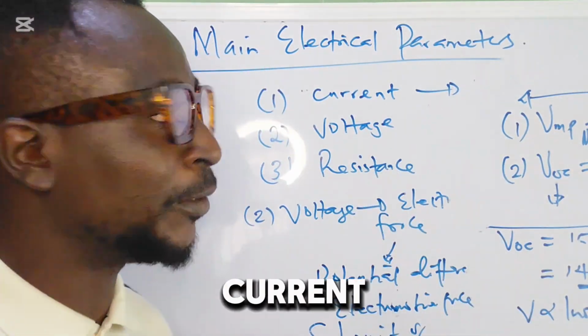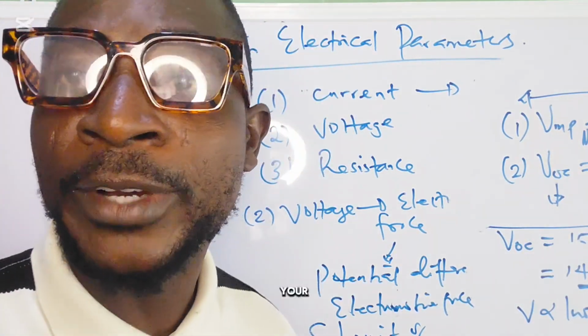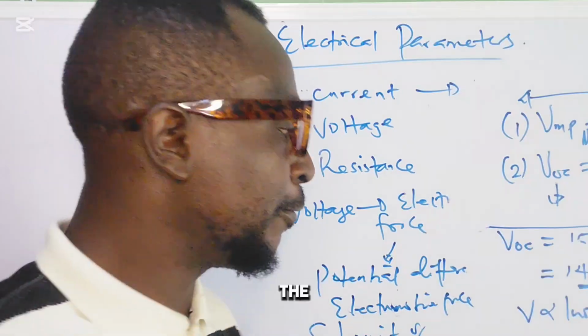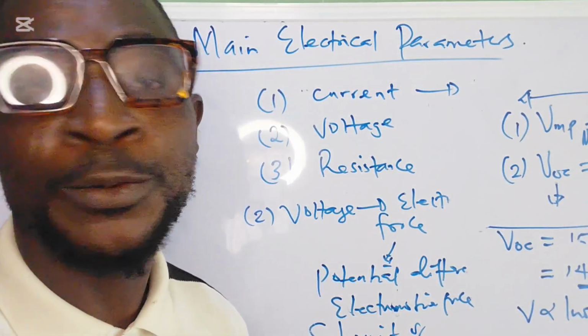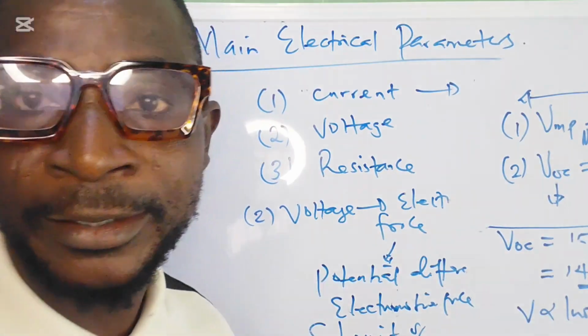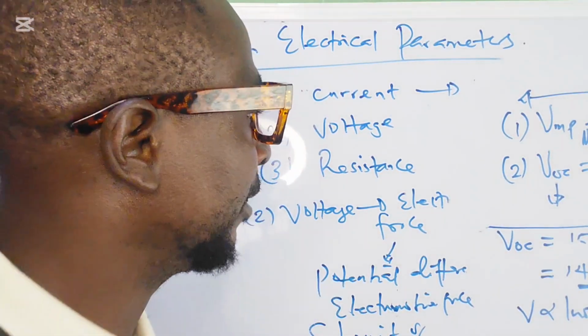In the case of current, we say current is directly proportional to the cross-sectional area of your cable. Why is the voltage directly proportional to the insulation? Please be taking note of this point. We are going to be applying this when we get to the main solar system design class.